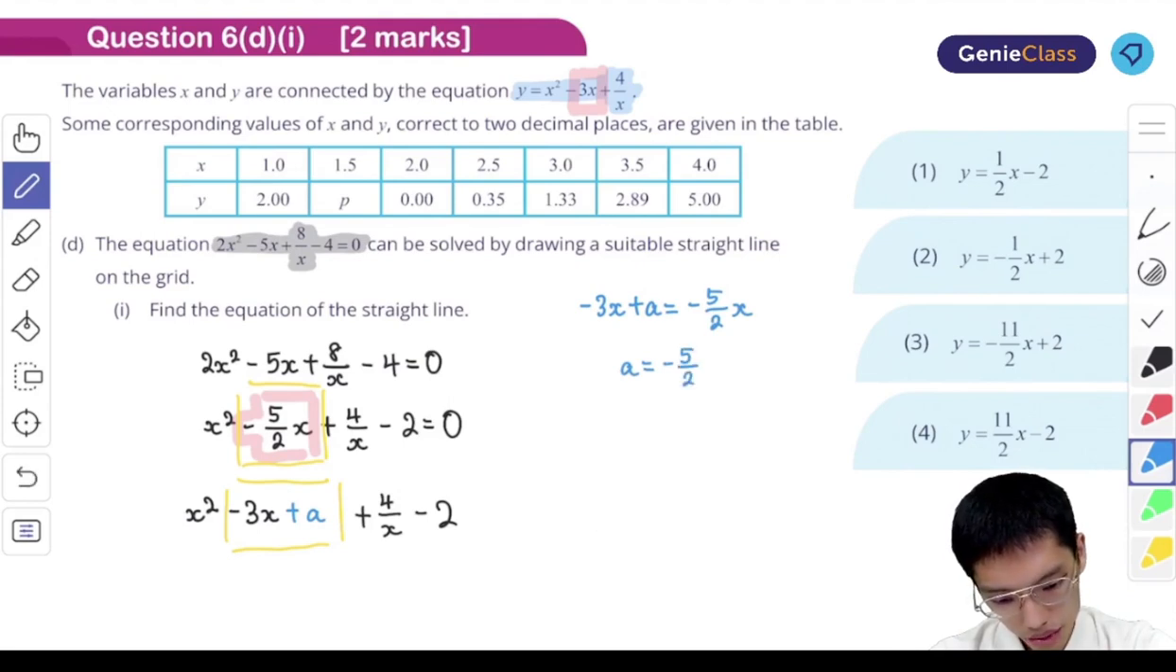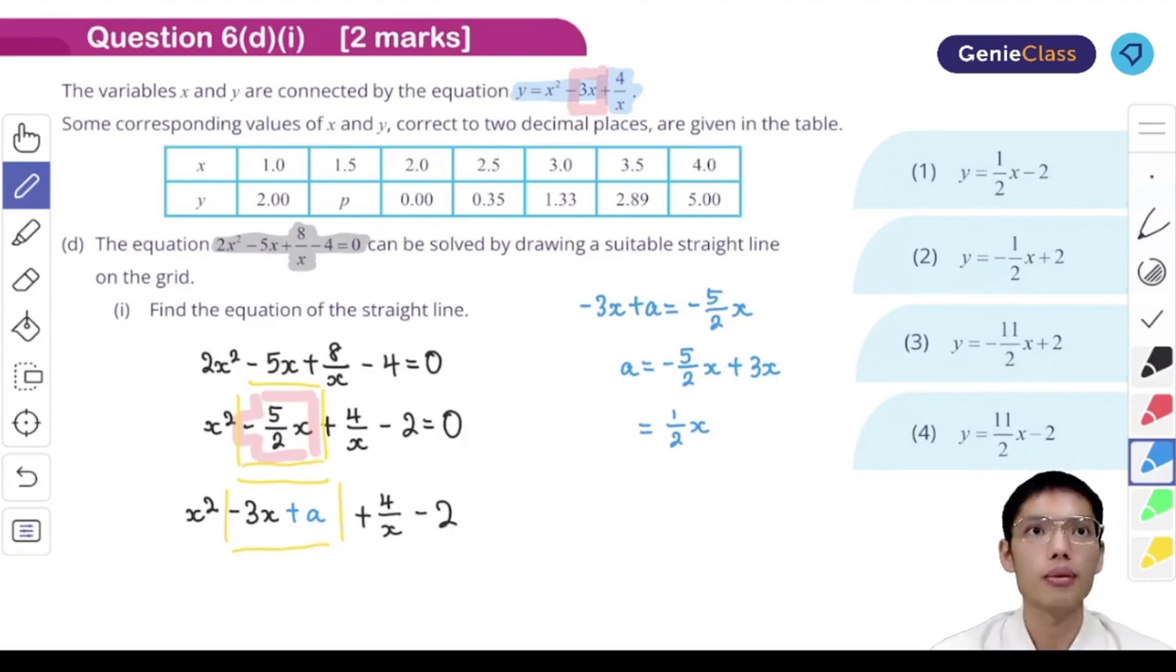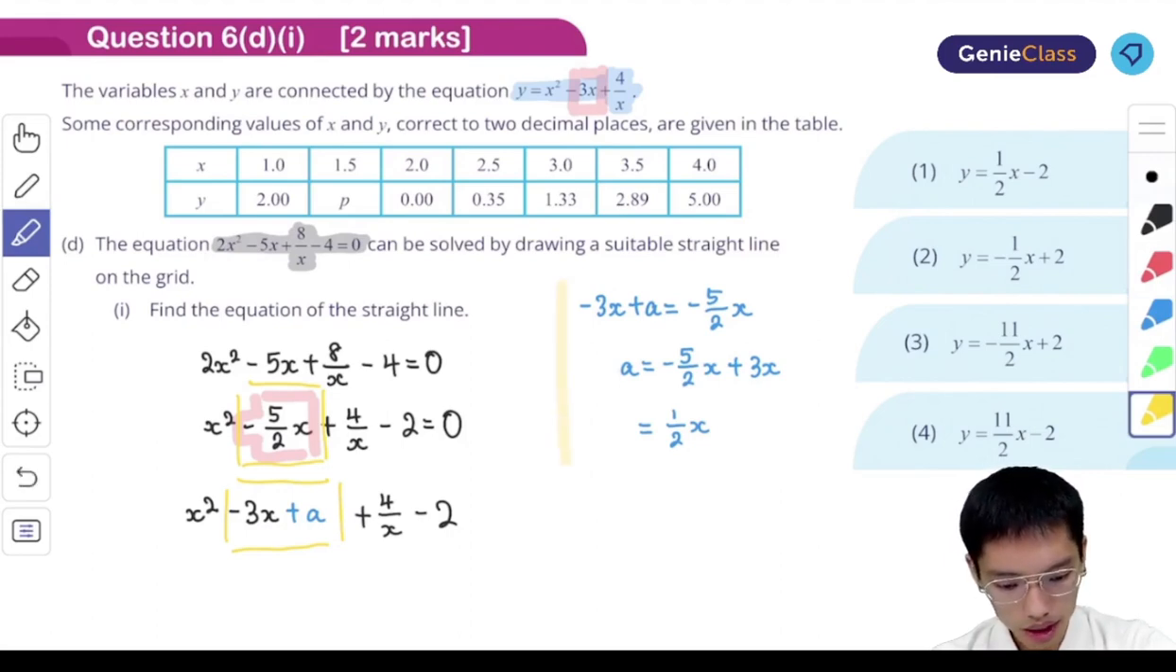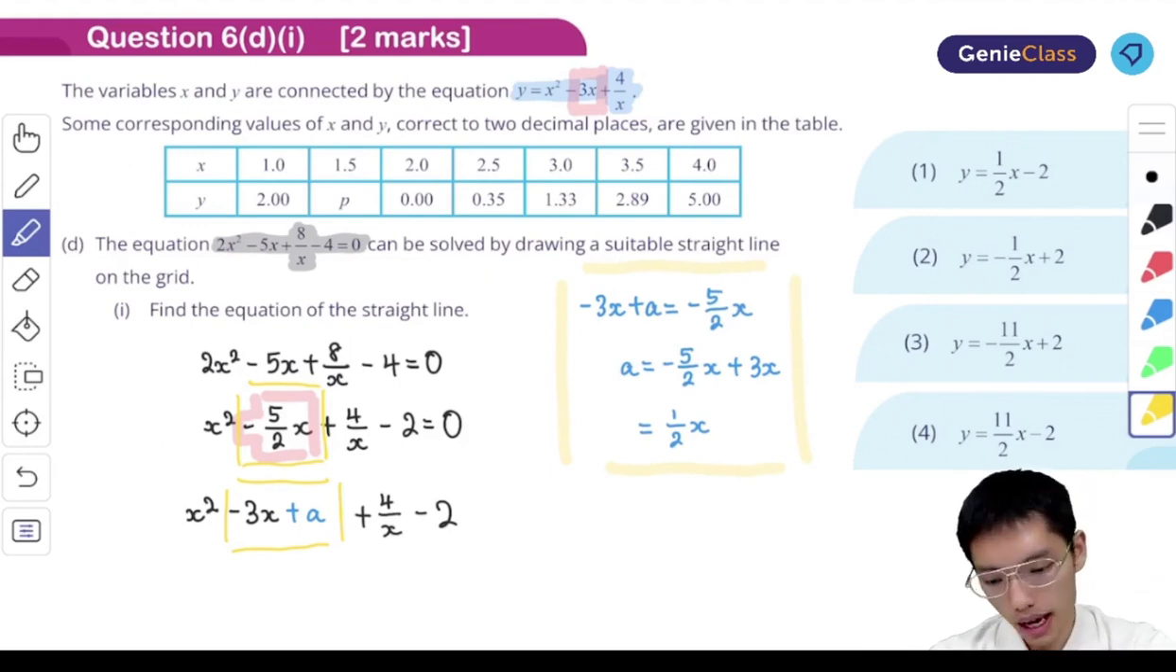Negative 5 over 2x plus 3x. Linking it down here, negative 5 over 2 plus 3 gives positive 1 over 2. You can key it in your calculator, negative 5 over 2 plus 3, without the x, that gives you 1 over 2x. So this is one way we can do it. If you're unable to find it, introduce a variable that is not too confusing for you. After that, we can bring it in.